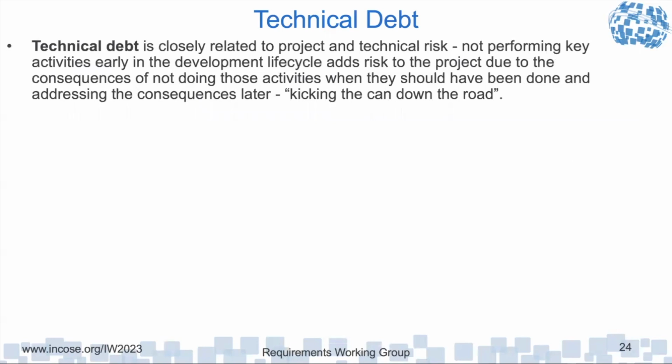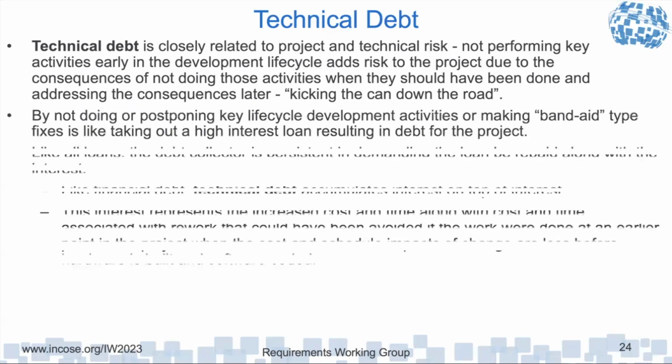Not performing key activities early in the development lifecycle adds a risk to the project due to the consequences of not doing those activities. So it's not kicking the can down the road. If I just have a requirement that the system shall meet these particular requirements in the standard, but I haven't done any research as to exactly what I need to do to meet those requirements in the standard, who makes that decision? Do I just leave it up to the design team? I'm talking about a lot of cost, money, and risk associated with that. Not a good way to do it, but that's how it's been done in the past.